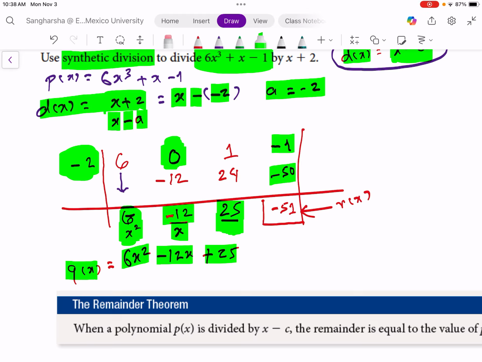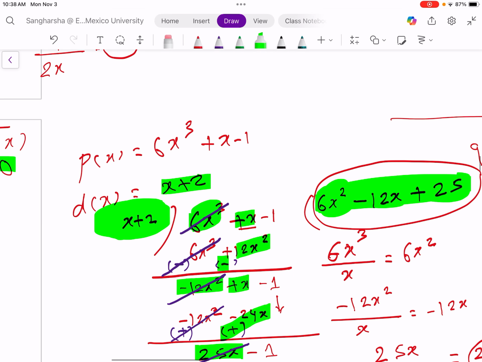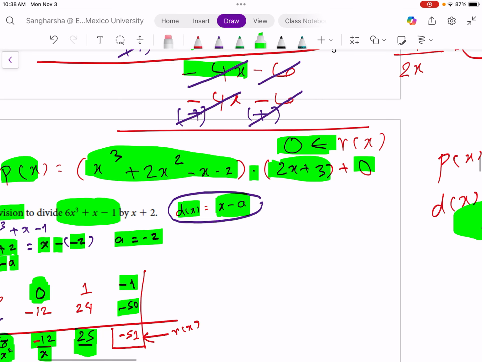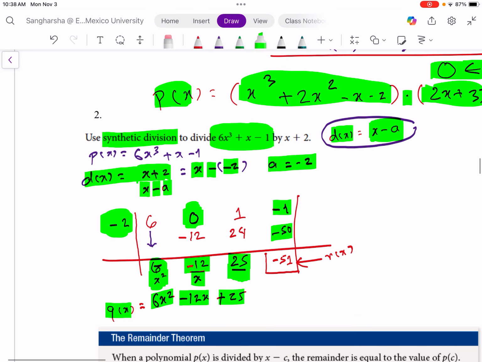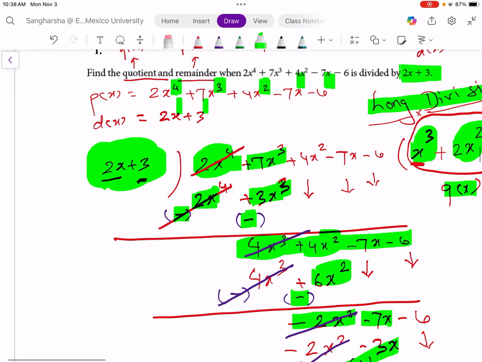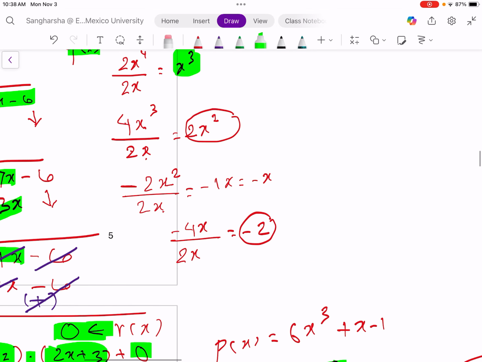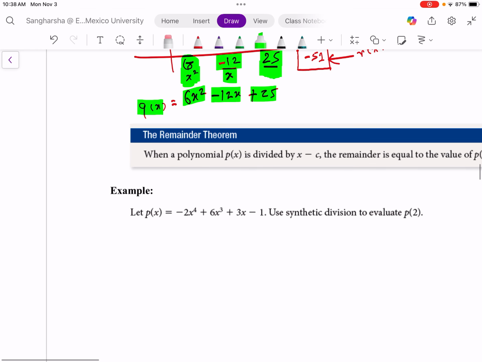And that's what we had here using our long division. See, it's the same quotient. And this is how we can use synthetic division to divide our polynomial. Now let's go back to our first example and use synthetic division. Now here let me make it easier. So let me use that polynomial.